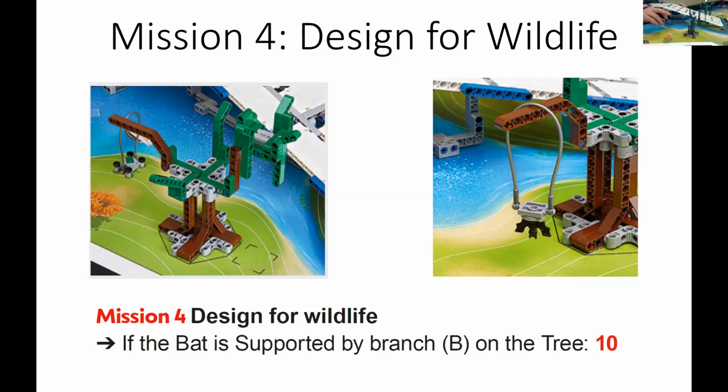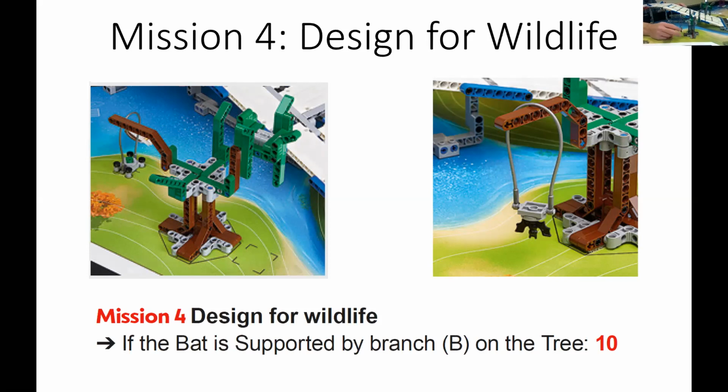Yours should be brown here and brown down here instead of gray. So the goal here is to put the bat supported by the branch, and they label it B, although I don't see where B is defined on this tree. So there is a bat supported by the branch on the tree, and you get 10 points for that. This one you get to bring from base, which makes this mission a little easier. So you can have an arm and drop it there.